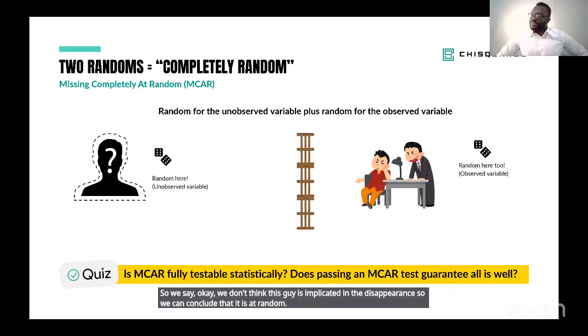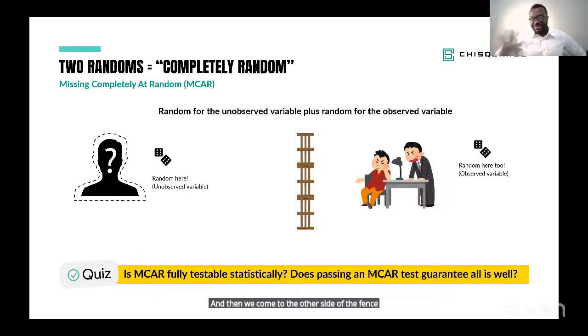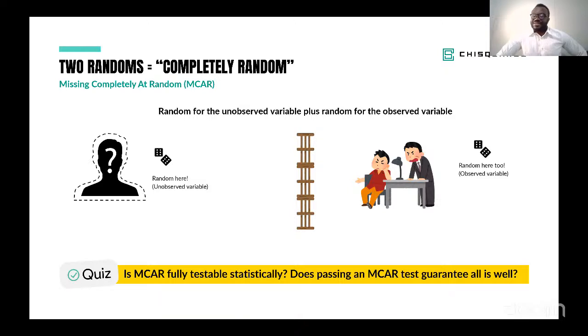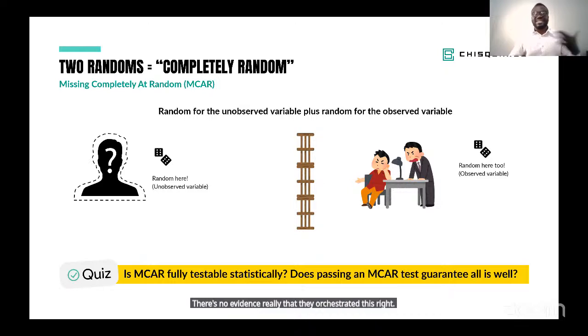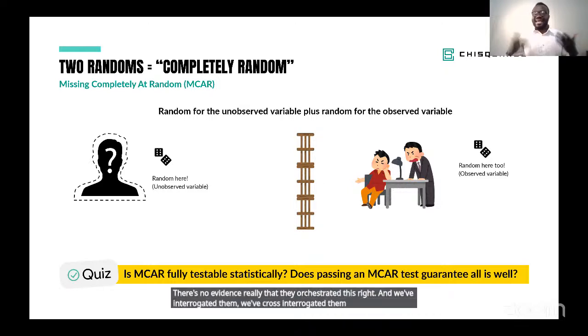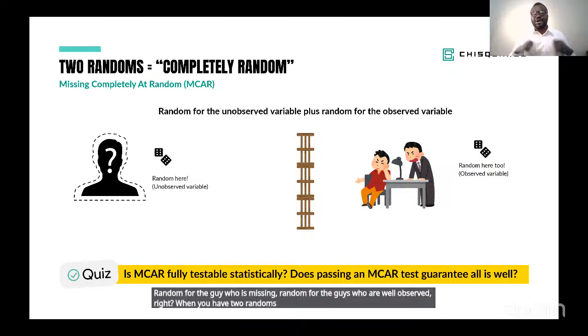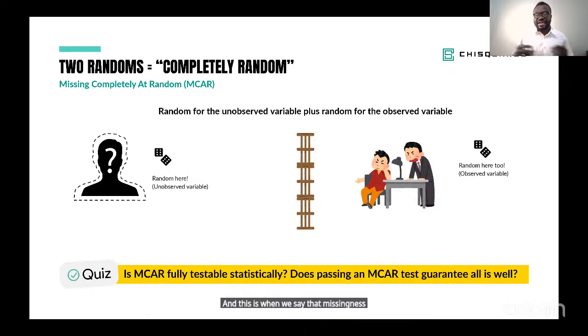And then we come to the other side of the fence and we say, okay, these neighbors that we're observing, there's no evidence really that they orchestrated this, right? We've interrogated them, we've cross-interrogated them, and their story just adds up. And so we conclude that they're not implicated. So here we have two randoms: random for the guy who is missing, random for the guys who are observed. When you have two randoms, it is completely random. And this is when we say that missingness is completely at random.